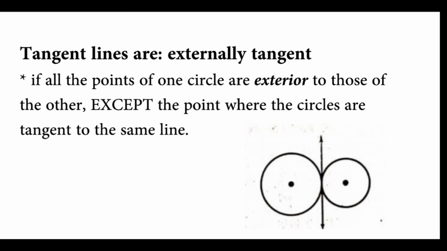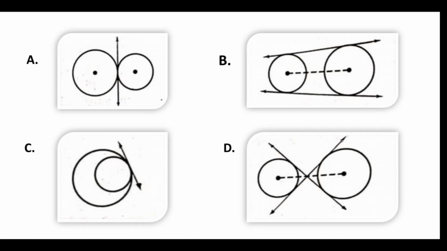So in internally tangent circles, the other circle is inside the bigger circle. It is called internally tangent, while in externally tangent circles, the other circle is outside, except the point where the circles are tangent to the same line. Letter A, it is externally tangent. Letter B, it is external tangent. Letter C, it is internally tangent. And last but not the least, letter D, they are internal tangents.